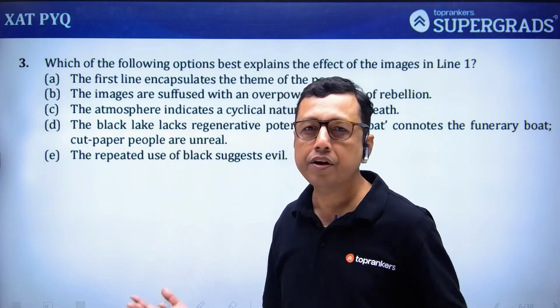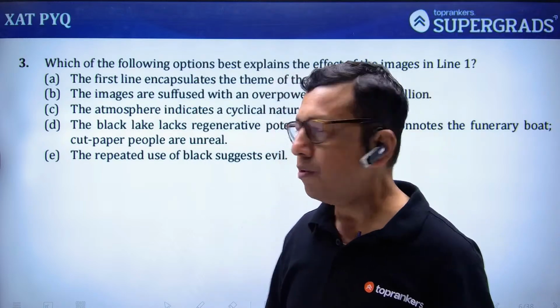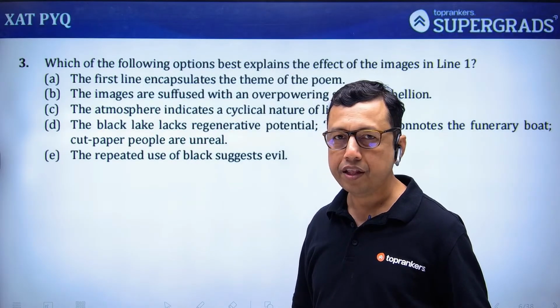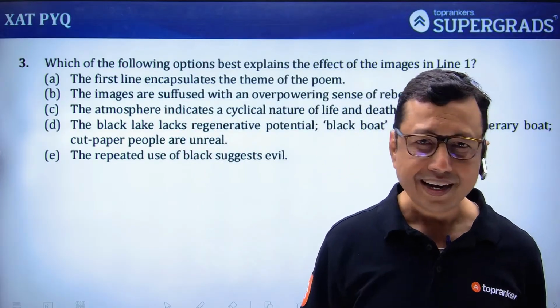This is the imagery of the first line. So the best option is D because it very suitably explains the imagery, right? The darkness in the imagery is captured only in option D. That's how you should understand this, right? Okay.